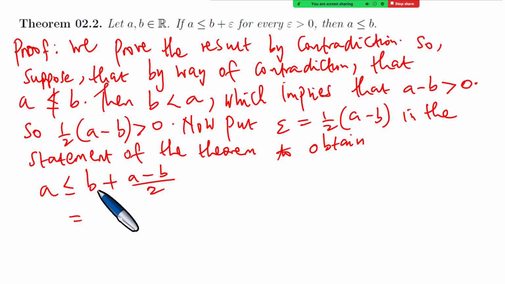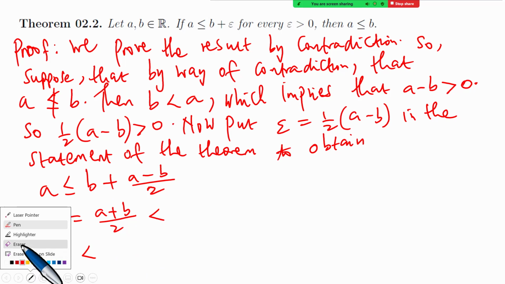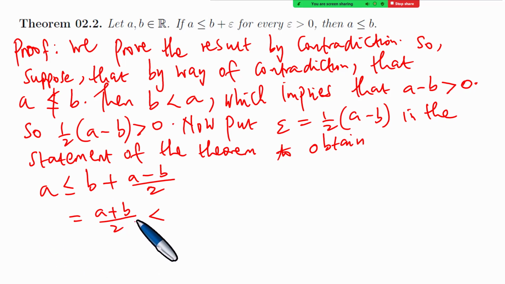This is equal to, what is this? Which is (A plus B) divided by 2. And this is less than. This is exactly less than, because we already know that A is bigger than B. So in other words, in the place of B, we can put A because A is bigger. So this is going to be true because A is bigger than B. And this is equal to A.